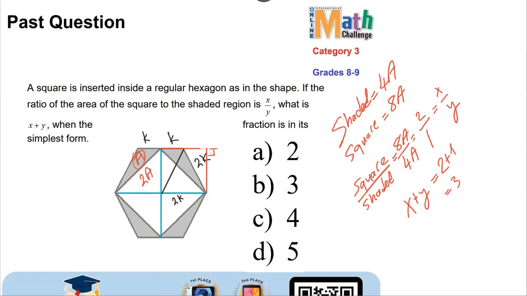And shaded area is 1, 2, 3, 4A. So when we divide them, square over shaded area is 8A over 4A. When we simplify, we get 2 over 1. So since this is the simplest form, x is 2, y is 1. So x plus y equals 3.